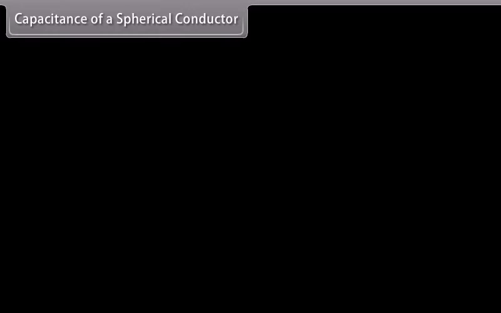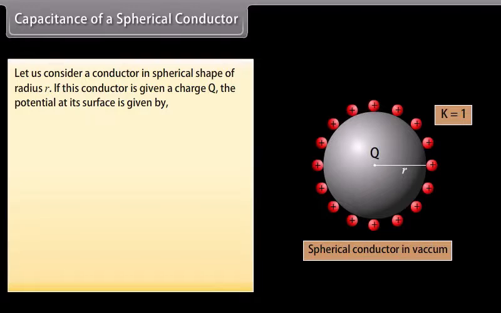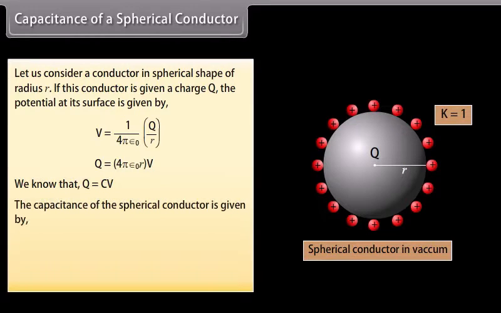Capacitance of a spherical conductor. Let us consider a conductor in spherical shape of radius r. If this conductor is given a charge Q, the potential at its surface is given by V is equal to 1 upon 4 pi epsilon not multiplied by Q upon r. It can be written as Q is equal to the product of 4 pi epsilon not r and V. We know that Q is equal to CV. On comparing the above equations, the capacitance of the spherical conductor is given by C is equal to 4 pi epsilon not r.